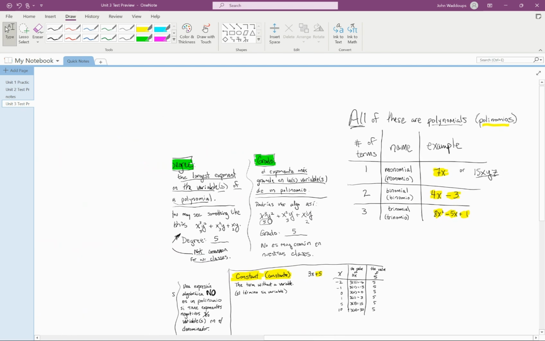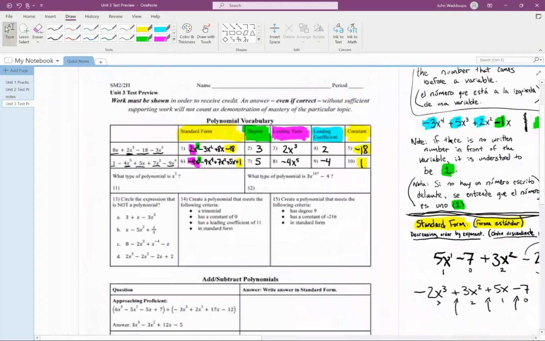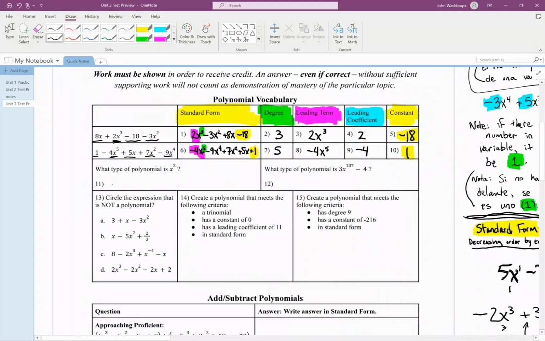Okay, so if we go back over here, we're being asked what type of polynomial is x squared? This is a monomial. In Spanish, that would be un monomio. What type of polynomial is 3x to the 107th power minus 4? That is a binomial, because it has two terms. Again, in Spanish, that would be binomio.